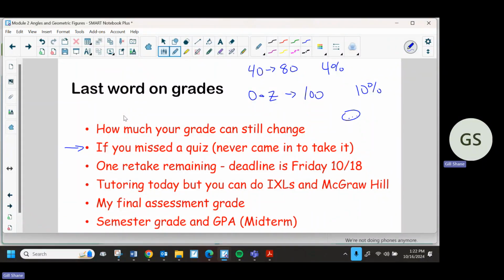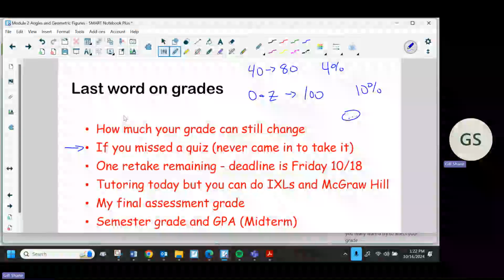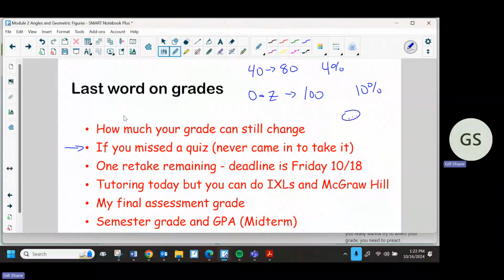So if you really want to try to affect your grade, you need to practice beyond that point of, oh, I just now am getting it. You need to keep going. So that would be like tonight when you leave, because we'll only do like 2 or 3 problems in the 30 minutes that we're working on it.